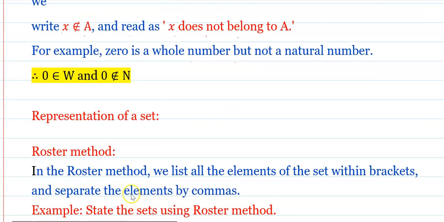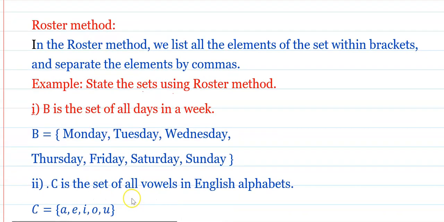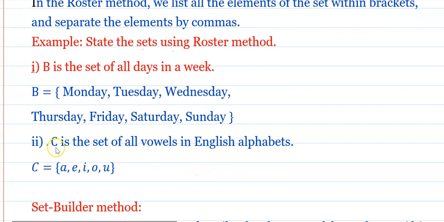Now the next, representation of a set. First is the roster method. In the roster method, we list all the elements of the set within brackets and separate the elements by commas. Example: state the sets using the roster method. The first is B, the set of all days in a week. Then we write all the days: Monday, Tuesday, Wednesday, Thursday, Friday, Saturday and Sunday. Next, C is the set of all vowels in the English alphabet: a, e, i, o, u.